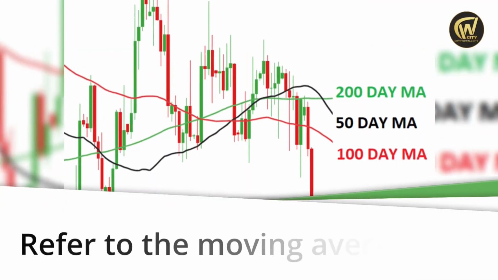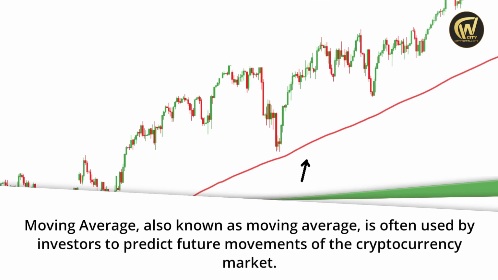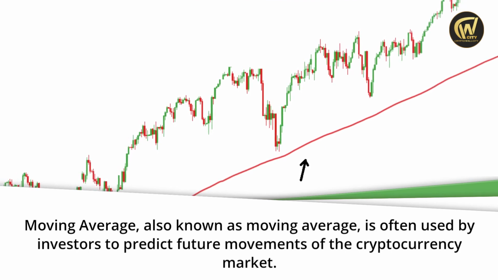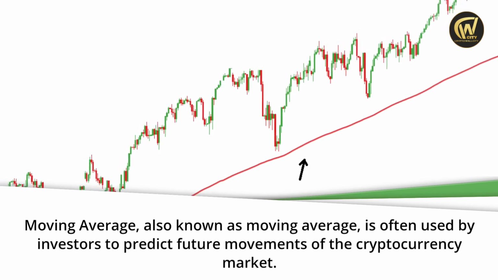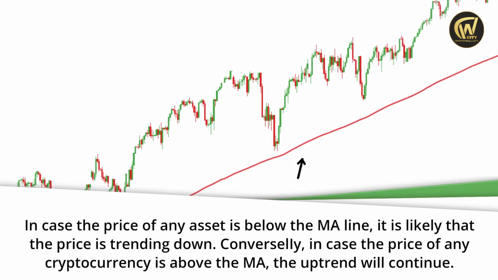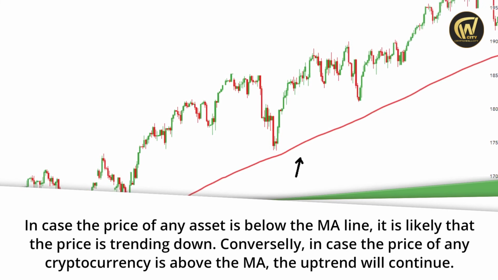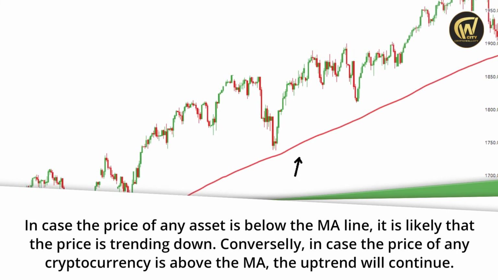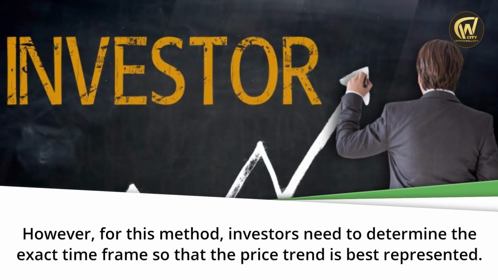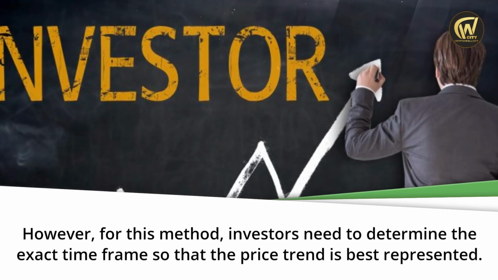Refer to the moving average MA. Moving average, also known as moving average, is often used by investors to predict future movements of the cryptocurrency market. In case the price of any asset is below the MA line, it is likely that the price is trending down. Conversely, in case the price of any cryptocurrency is above the MA, the uptrend will continue. However, for this method, investors need to determine the exact time frame so that the price trend is best represented.